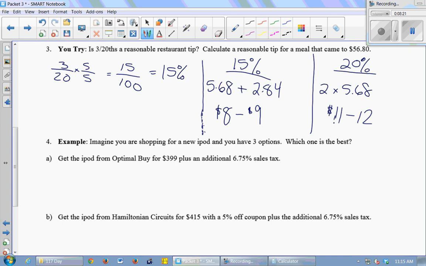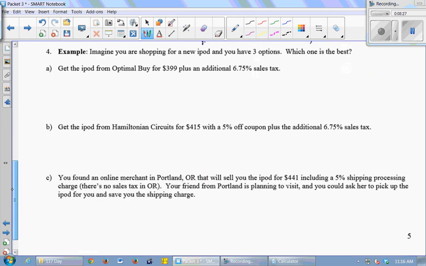All right, so next example. Imagine you're shopping for a new iPod. You have 3 options of which one to buy. All right, so you can get the iPod from Optimal Buy for $399 plus 6.75% sales tax. Or you can get it from Hamiltonian Circuits.